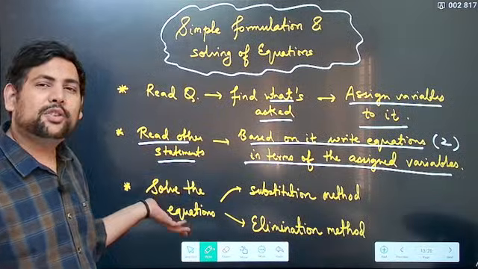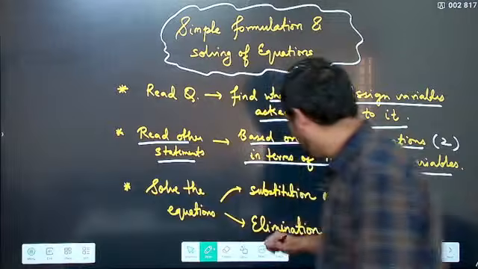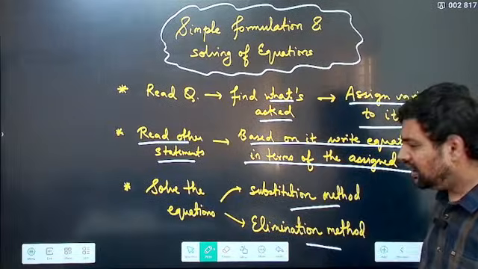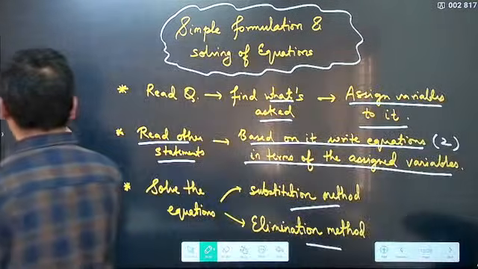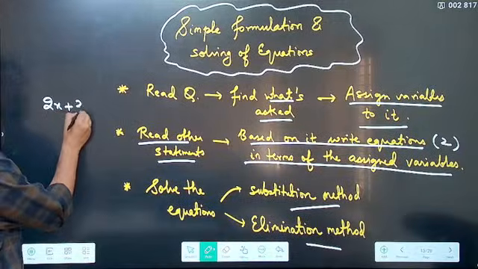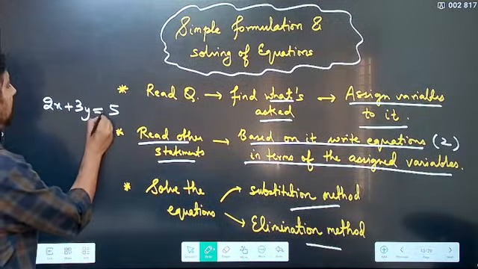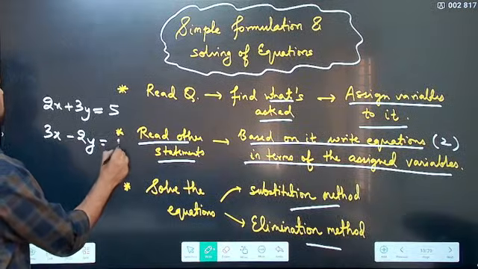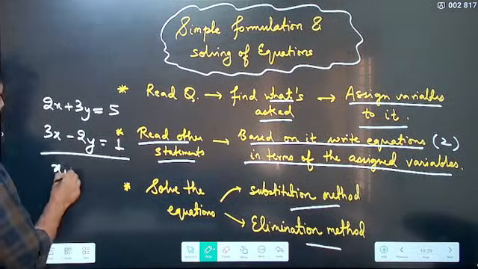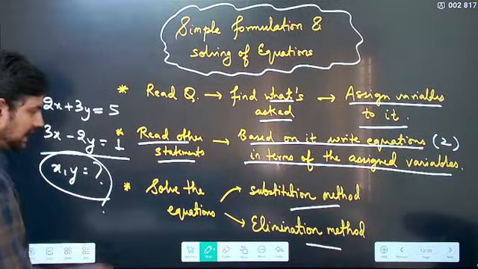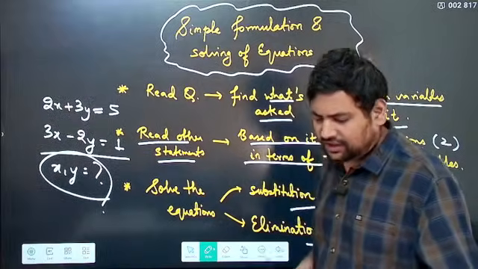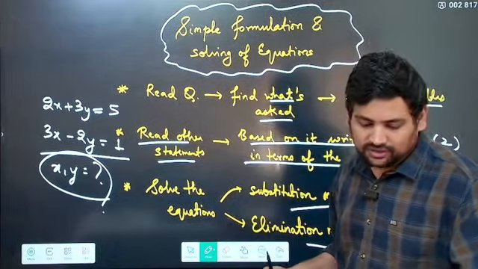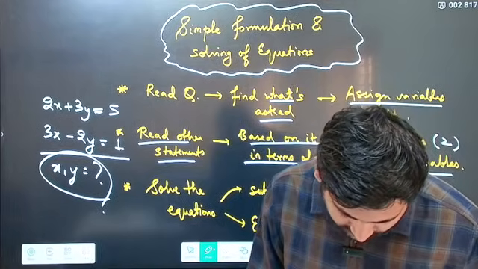Okay. Now, how do you solve the equations? This I hope you do know, which is the substitution method or elimination method. I hope you can do this, like 2x plus 3y equals 5, then 3x minus 2y equals 1. Then hopefully you can find x and y. Correct? This everybody can do. Solving very basic equations.